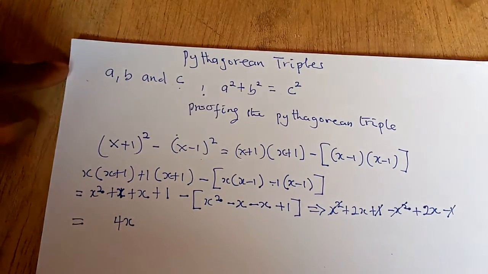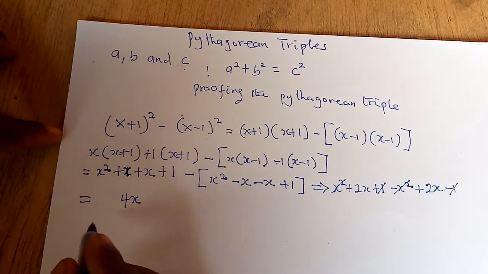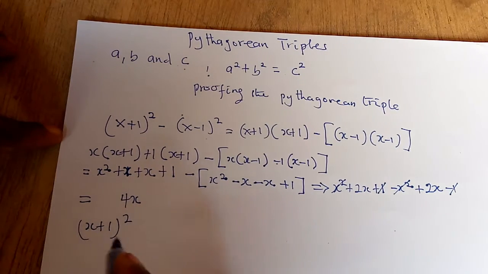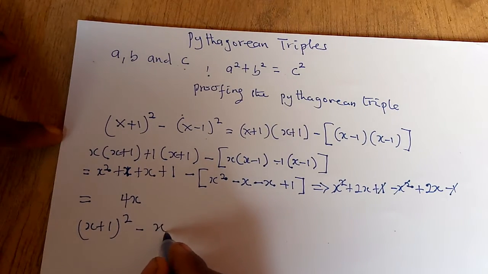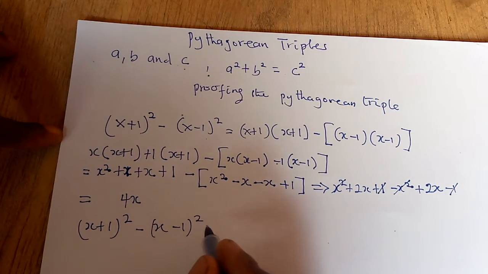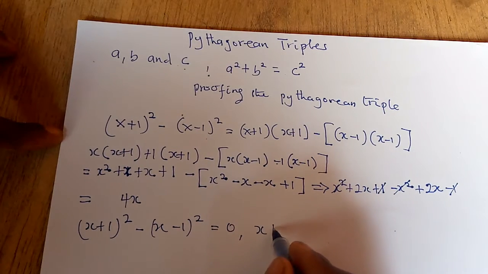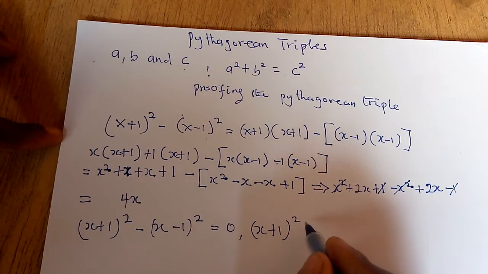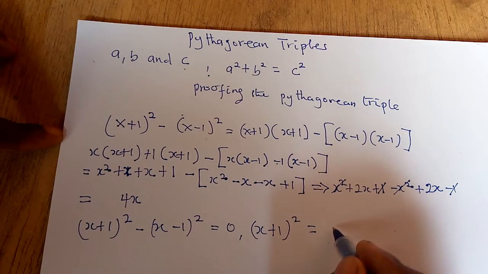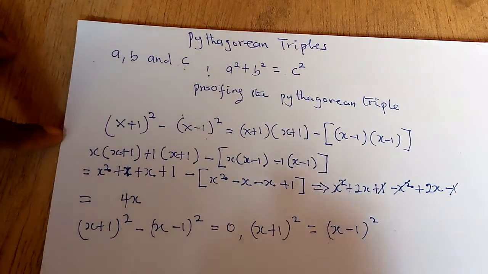So mathematically, if I have (x + 1)² − (x − 1)², if this one is equal to 0, then I will have (x + 1)² equal to (x − 1)². The negative changes to be positive.